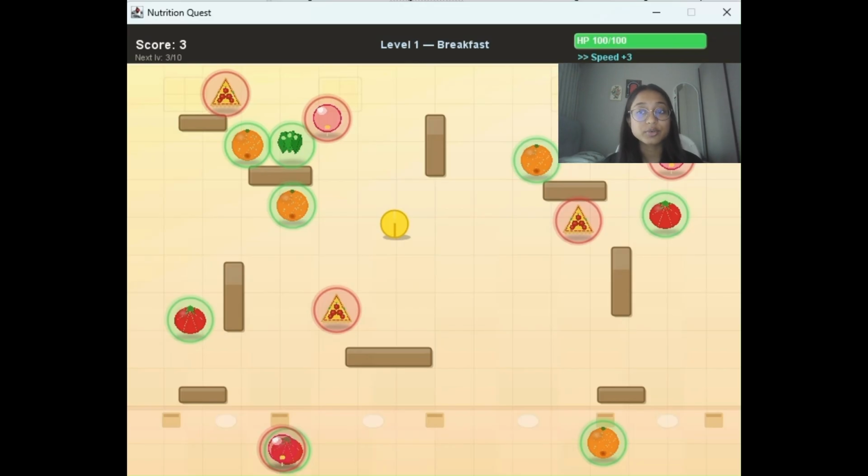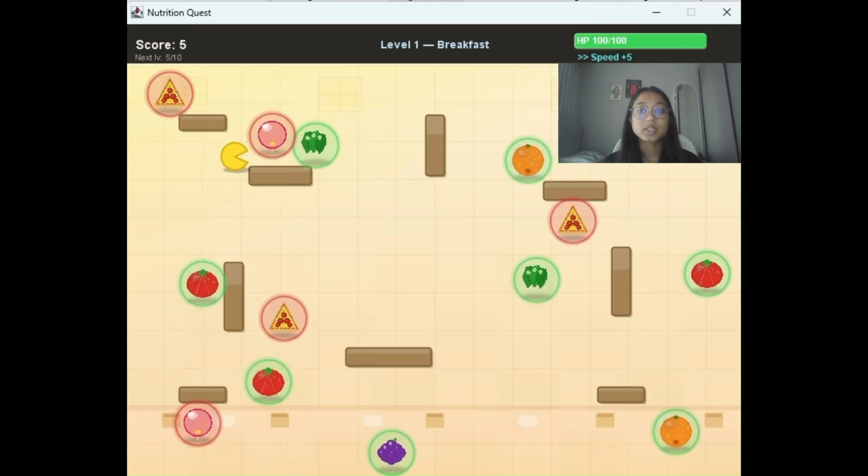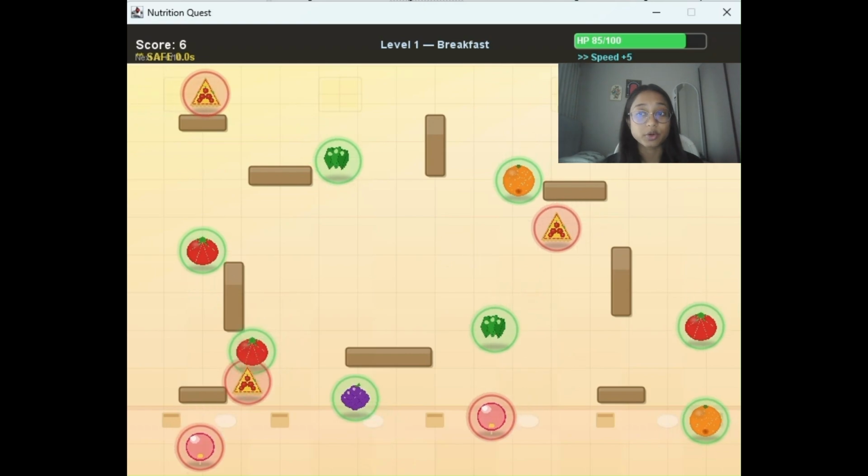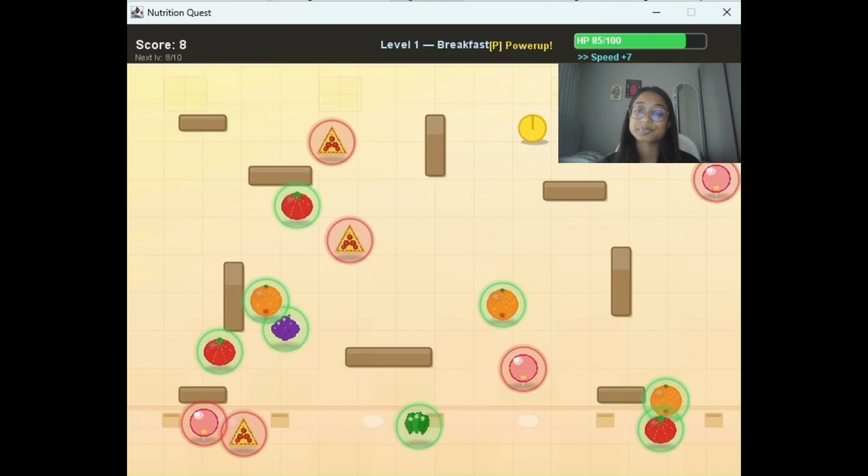So when I collect a healthy food item, my score increases. When I collide with an unhealthy food, my health points decrease, and a quiz is triggered. The player selects an answer, and the result directly affects the state of the game. So the correct answer supports progress, while an incorrect answer reduces the health points.